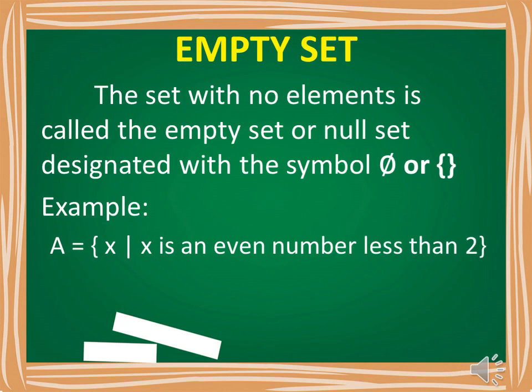How about if there are no elements in the set? We call that an empty set or null set, or sometimes we call it a void set, V-O-I-D. It's designated with this symbol, or the two empty curly braces. So for example, we have set A is x such that x is an even number less than 2. So do we have an even number less than 2? Of course, there is nothing. Okay, therefore, A is an empty set.